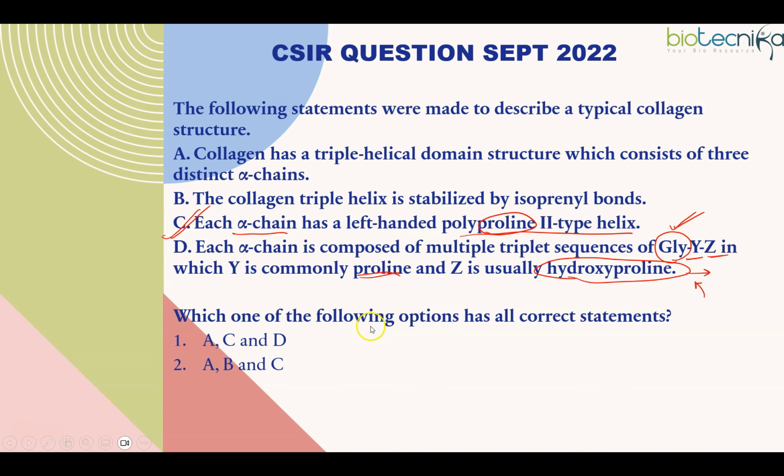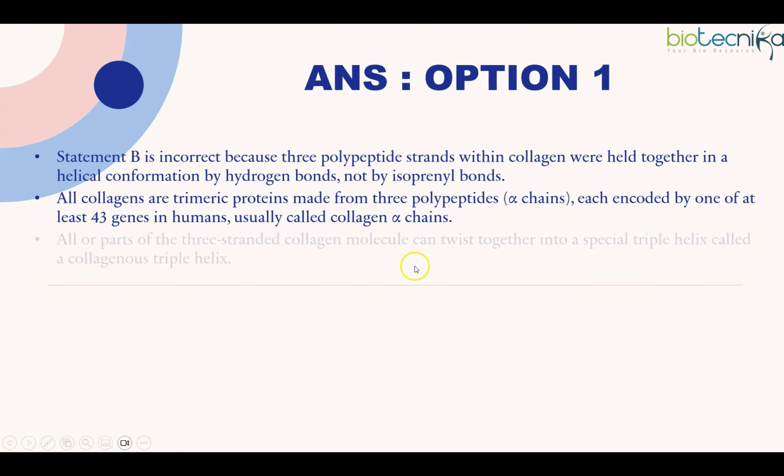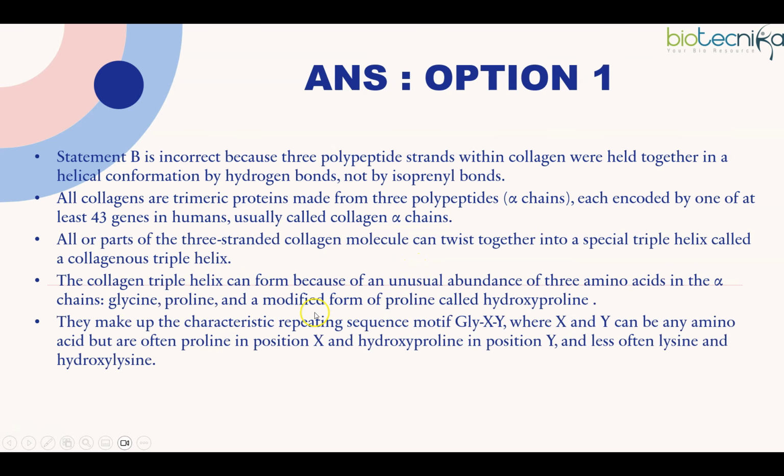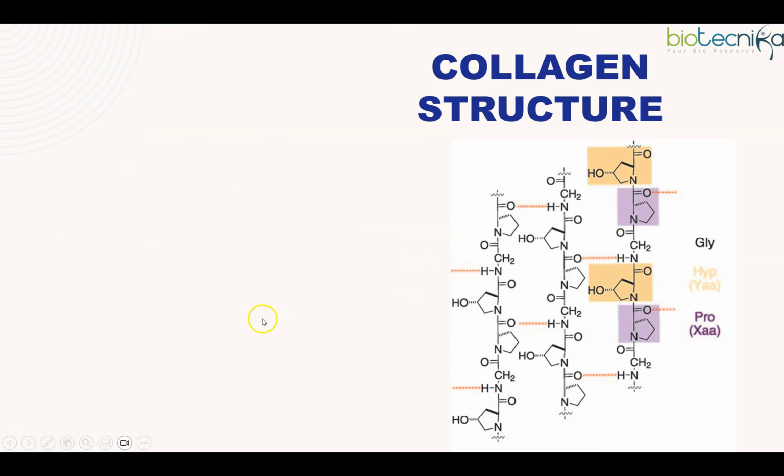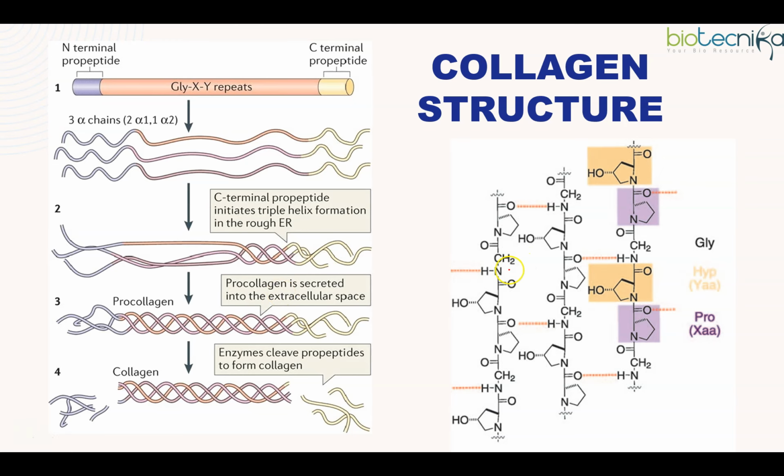So you have to mark all the options. Obviously here A is correct, D is correct and C is correct. So the first option is the right answer, right? This is the structure of collagen. As you can see, the content of glycine is a lot more. In fact, every third residue of collagen structure is glycine.